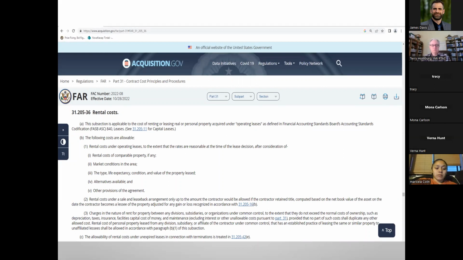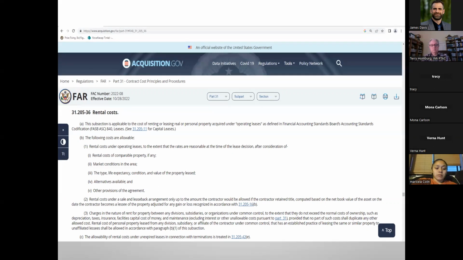Now, one of the biggest issues you get into with rental cost is market conditions. I've seen a number of situations where the contractor identifies a terribly high rent cost, and we say, no, you can rent it someplace else. You can get a more reasonable cost. That's not the current market condition. So you can say, that's the rent I choose to pay, and the government could come back and say, but that's not fair and reasonable to the taxpayer.